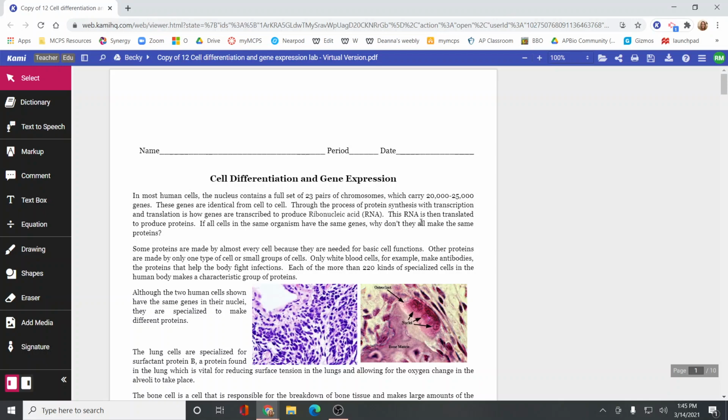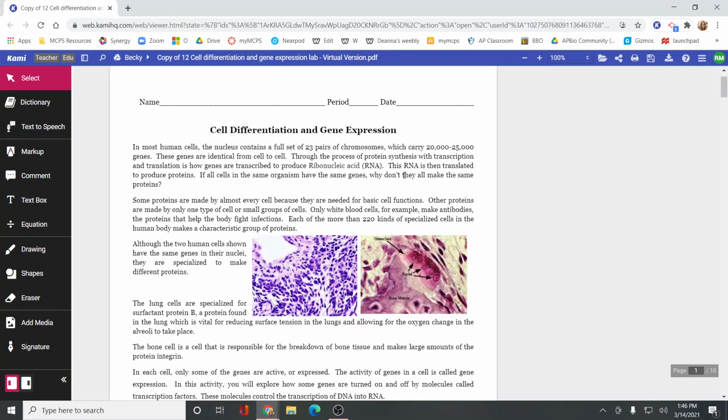This is a recording to show you how to do this activity for cell differentiation and gene expression. So first we're going to read through this reading here. In most human cells, the nucleus contains a full set of 23 pairs of chromosomes, which carry 20,000 to 25,000 genes. These genes are identical from cell to cell. So every cell has the same genes in it, and every cell has the same chromosomes in it.